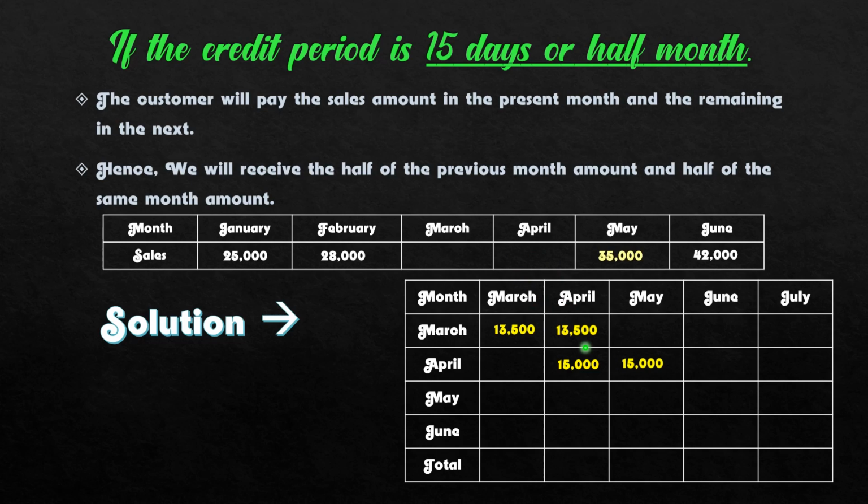Next, May 35,000. Half of 35,000 is 17,500. So 17,500 I will receive in May and the remaining 17,500 I will receive in June. Next, June 42,000. Half of this is 21,000. So 21,000 I will receive in June itself and the balance 21,000 I will receive in July.